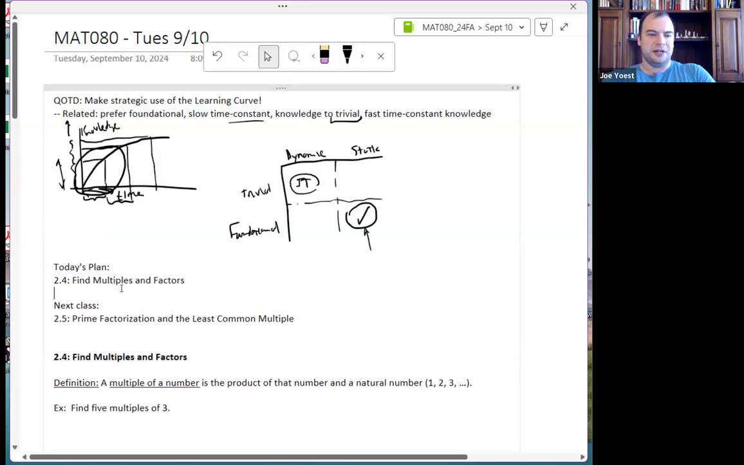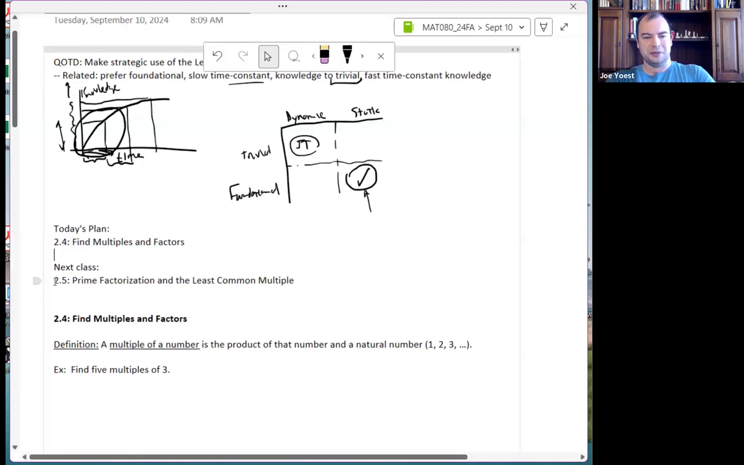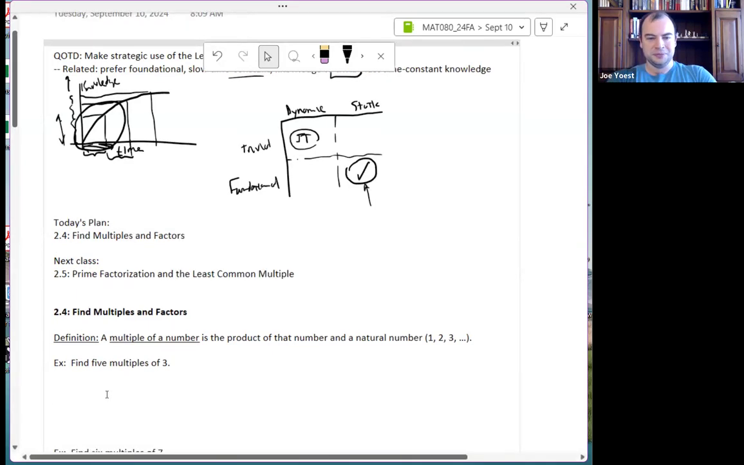So that's the thought for today. And as I mentioned, today's plan, 2.4, finding multiples and factors. We're going to bump prime factorizations and least common multiples to next time. And we're also going to bump the last tiny bit. Again, I don't know why they do this in the book, but they have prime and composite numbers at the end of 2.4. I think it probably meshes a little better with the material in 2.5. So we're going to bump that to 2.5 next class as well.